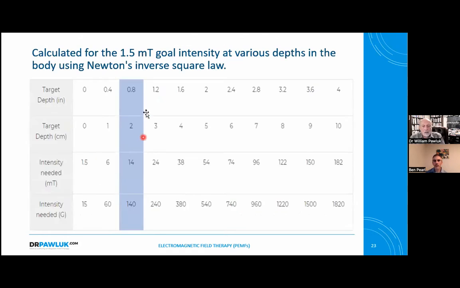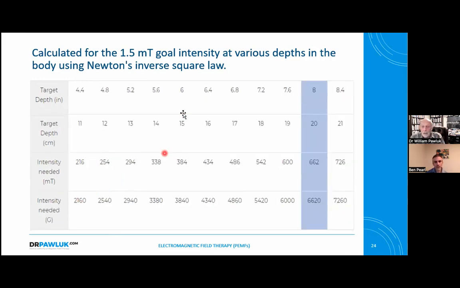So to calculate magnetic fields, for example, if you want to deliver 15 Gauss, 1.5 millitesla, 0.8 inches into the body, you need to have a 140 Gauss magnetic field. At 2 inches, you need 540 Gauss. At 4 inches into the body, so what's 4 inches into the body? The kidneys are 4 inches into the body, right? The skeleton, the spinal cord and system can be upwards of 4 inches into the body, right? So you need 1800 Gauss to deliver 15 Gauss at 4 inches.